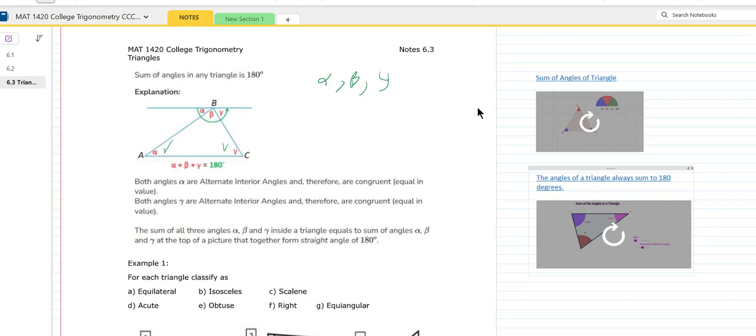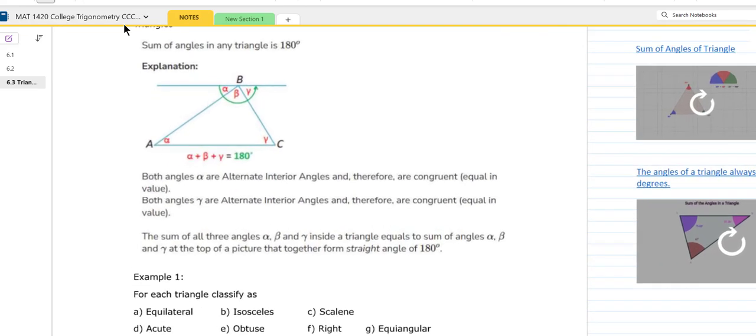Okay, a couple of things I want to just mention in this diagram right here. This angle right here, these two right here, they are congruent angles. And that's because they're called alternate interior angles. If you have two parallel lines, then these would be what we call alternate interior angles, and they're congruent.